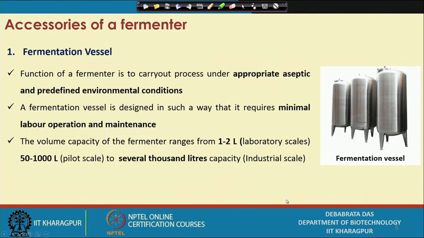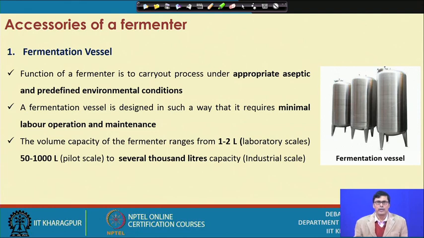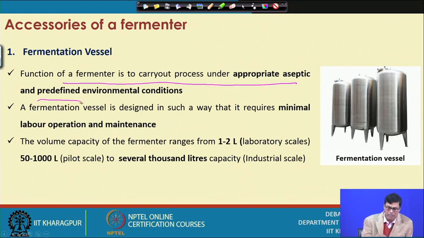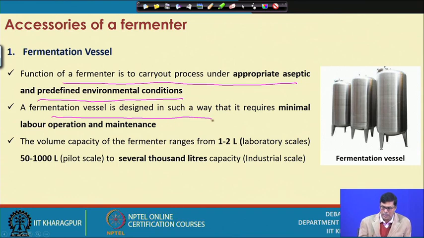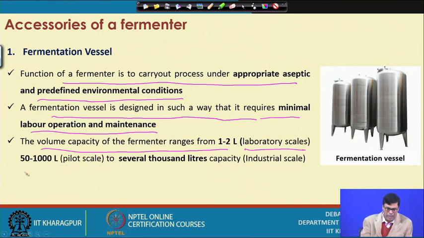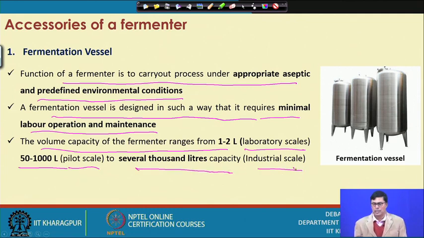Now let me give you some information about the different accessories that we have in the fermenters. First is the fermentation vessel. The function of the fermentation vessel is to carry out the appropriate aseptic and predefined environmental conditions. A fermentation vessel is designed in such a way that it requires minimum labor of operation and maintenance. The volume capacity ranges from 1 to 2 liters in the lab scale, 50 to 1000 liters at pilot scale, and several thousand liters in the industrial scale.